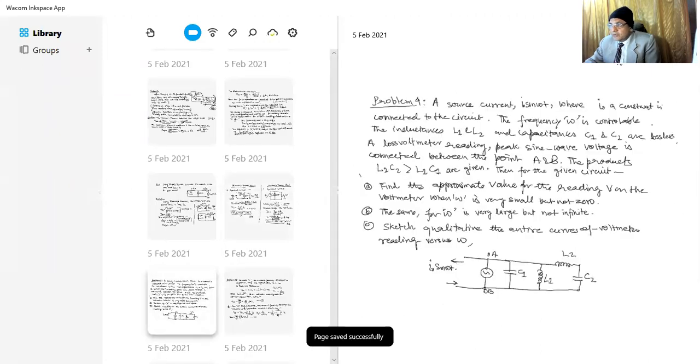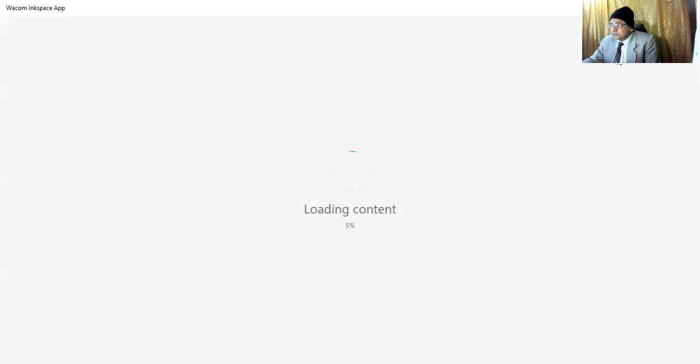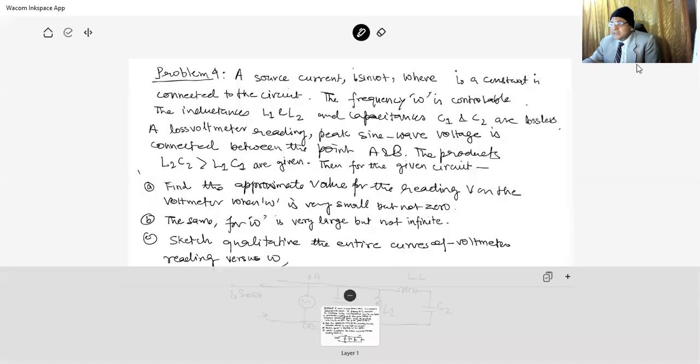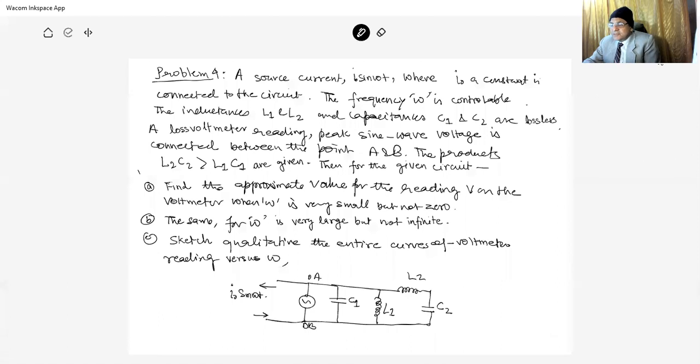Now the fourth problem is a problem on the concept of resonance, and this problem is given as a source current, that is I0 sine omega t, where I0 is constant, connected to the circuit. The frequency omega is controllable. Controllable means it will change.